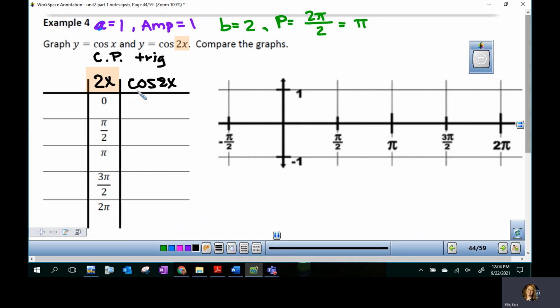Okay, so the cosine of 2x column is going to be the 1, 0, negative 1, 0, 1. When you have your critical points and your trig column, those are the ordered pairs of the parent function. So I'm going to go ahead and plot those points: 0, 1, pi halves 0, pi negative 1, 3 pi halves 0, 2 pi 1. And then I'm going to sketch that curve.